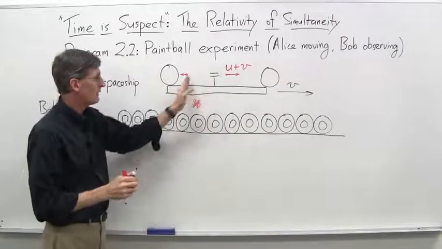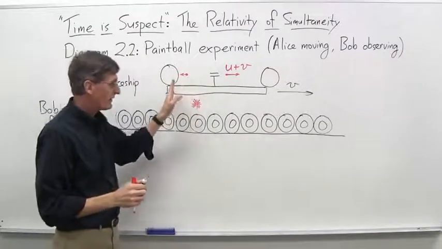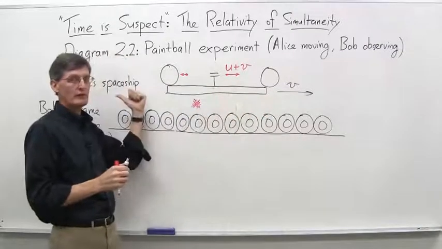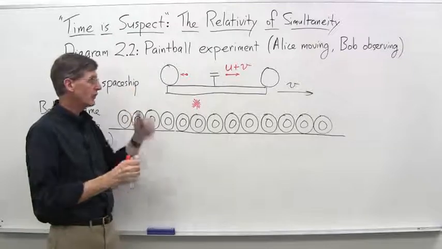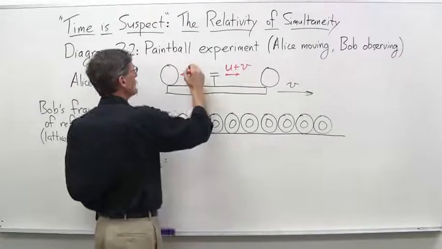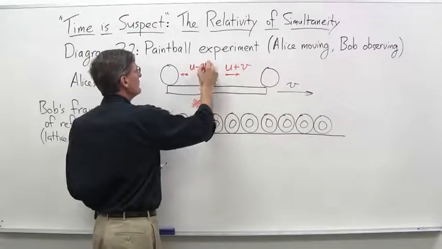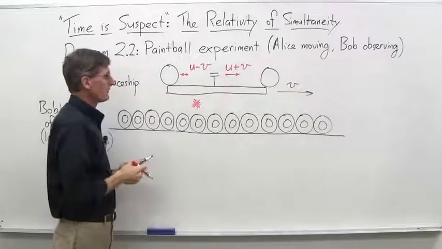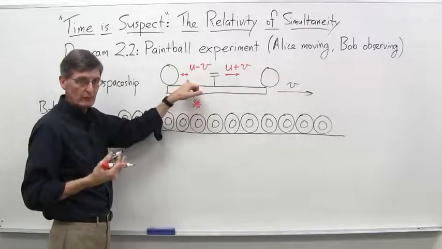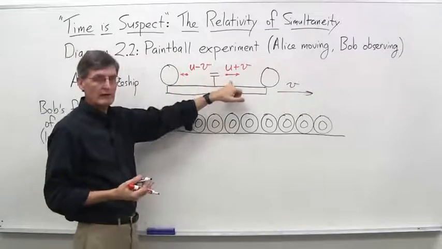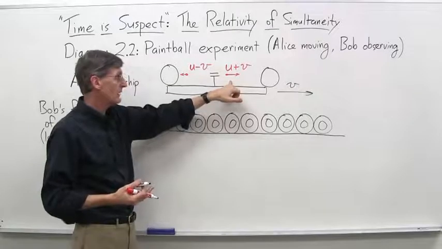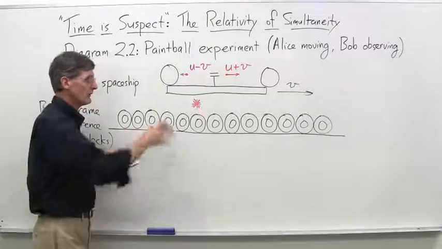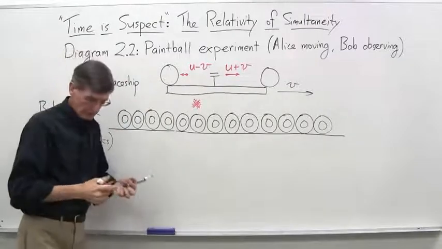Meanwhile, for this paintball, the paintball apparatus, the gun, was moving that direction with velocity v. It was shooting it this way with velocity u, and so its velocity is going to be u minus v for this paintball. So this paintball will actually be traveling more slowly. This paintball will be traveling more quickly. And the end result is it will cancel out, and in our next diagram we'll draw them. They'll hit at exactly the same time there.